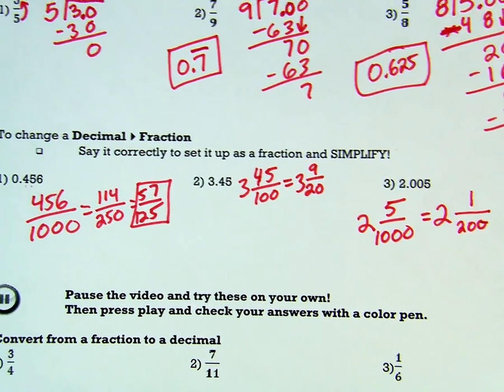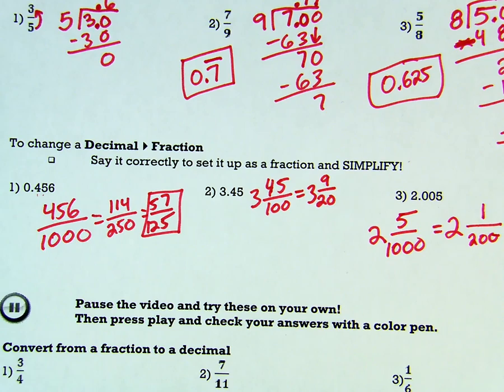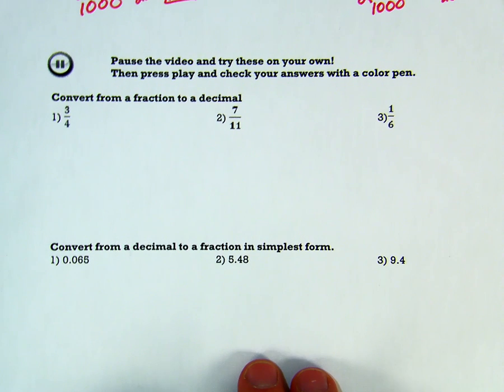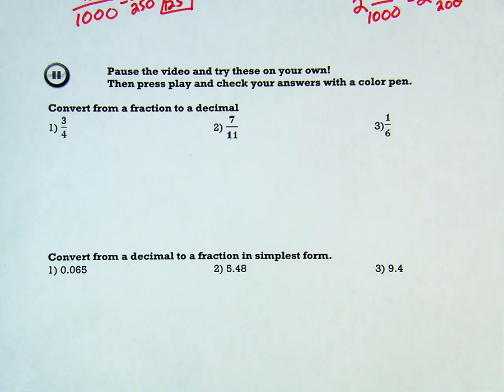Alright, so that's how we convert our fractions and decimals back and forth. A few problems for you to try right now. We have fractions of 3/4, 7/11, and 1/6. And then we have decimals of 0.065, 5.48, and 9.4. So go ahead and pause your video and try those.